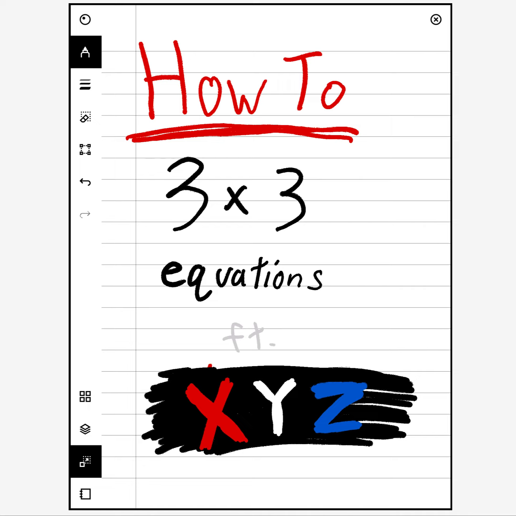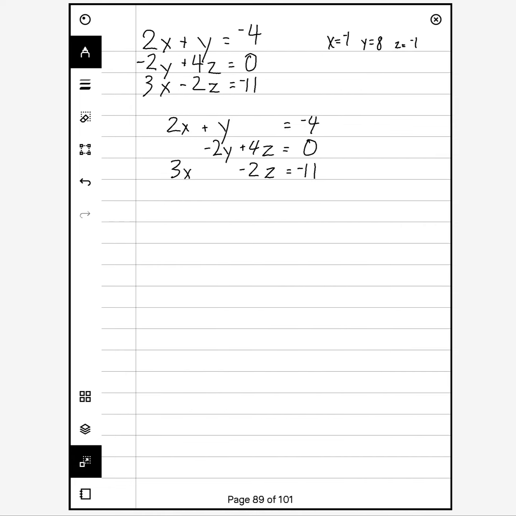This video is on how to do 3x3 equations, featuring all the way from the Greek alphabet chi upsilon zeta, aka x, y, and z. All right, let's get into it. So the equations that we have are these.